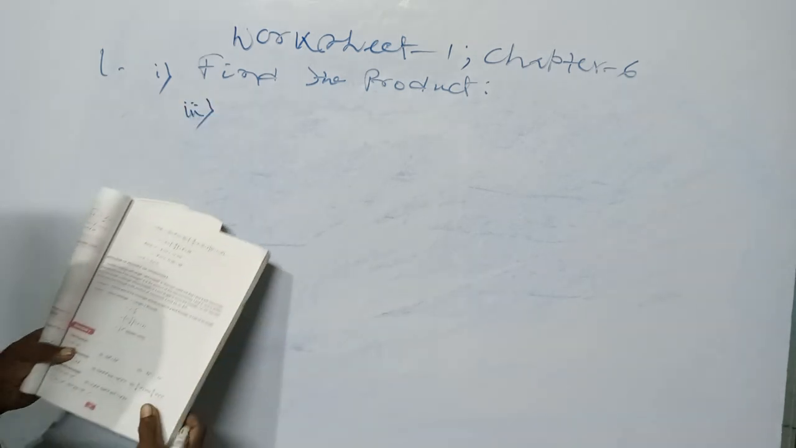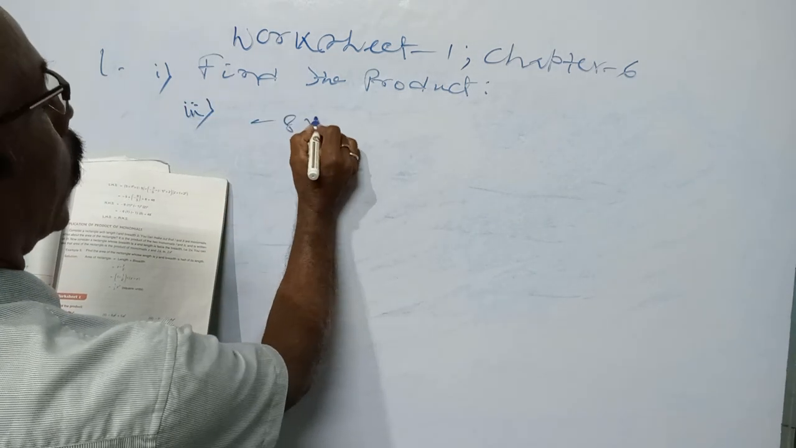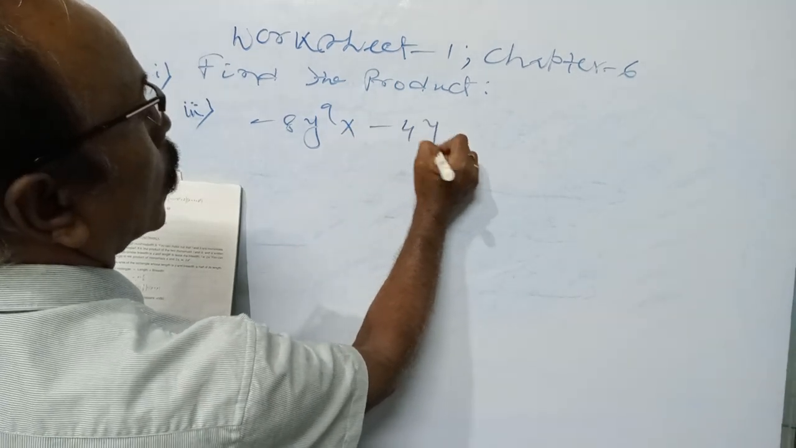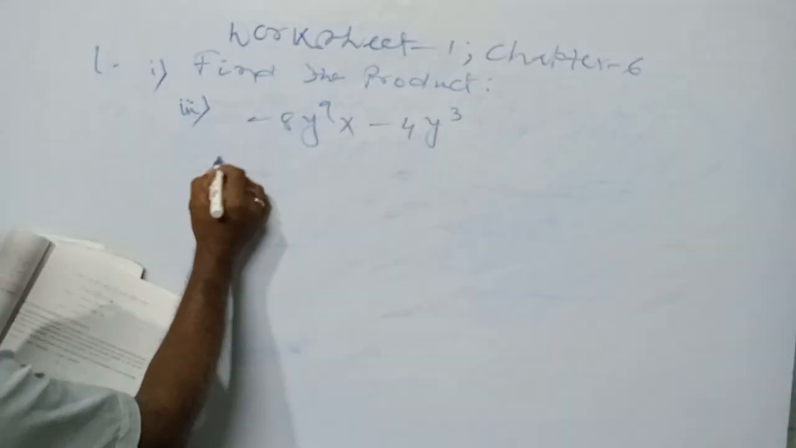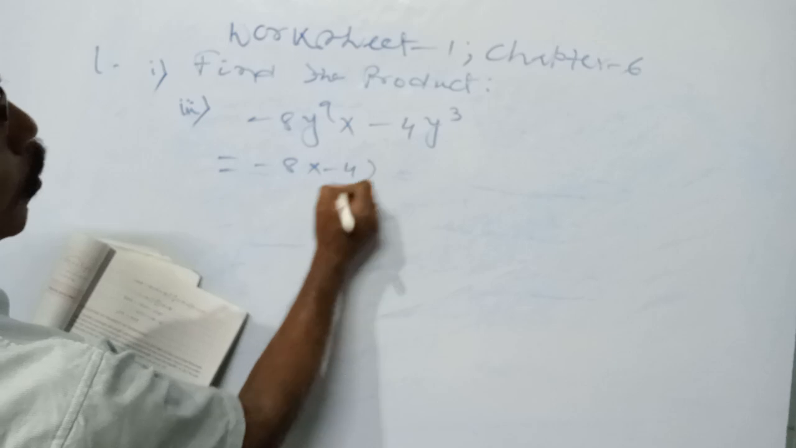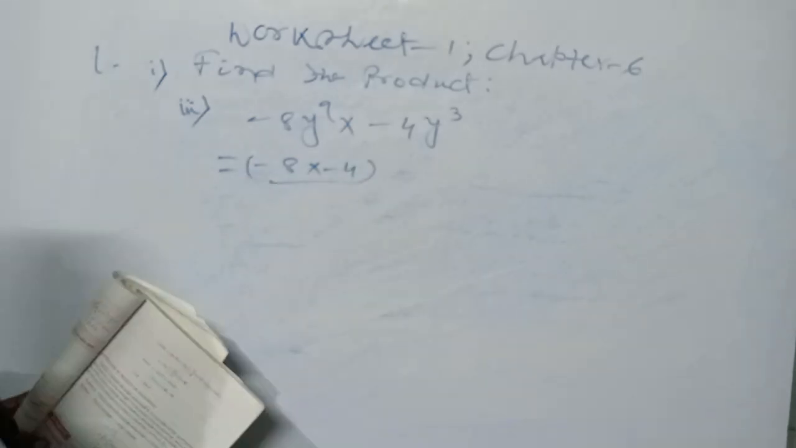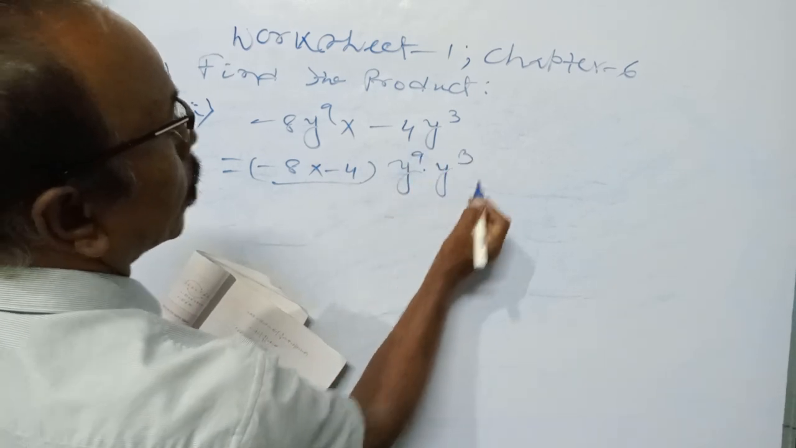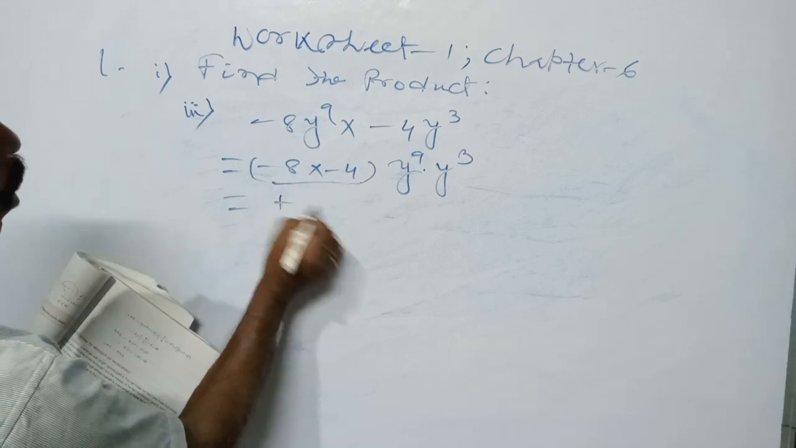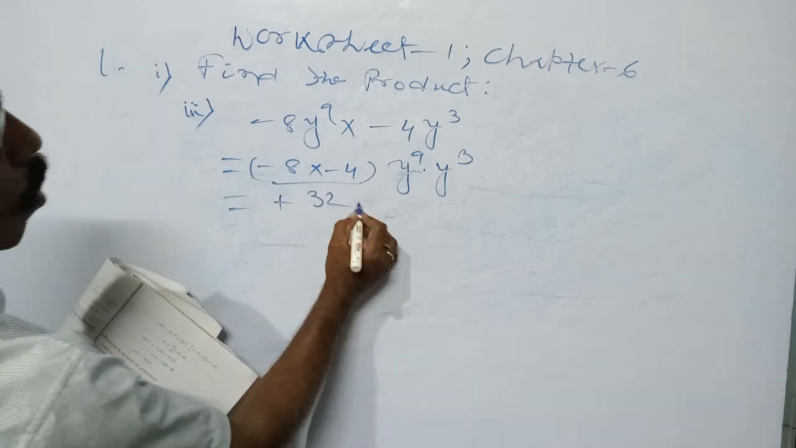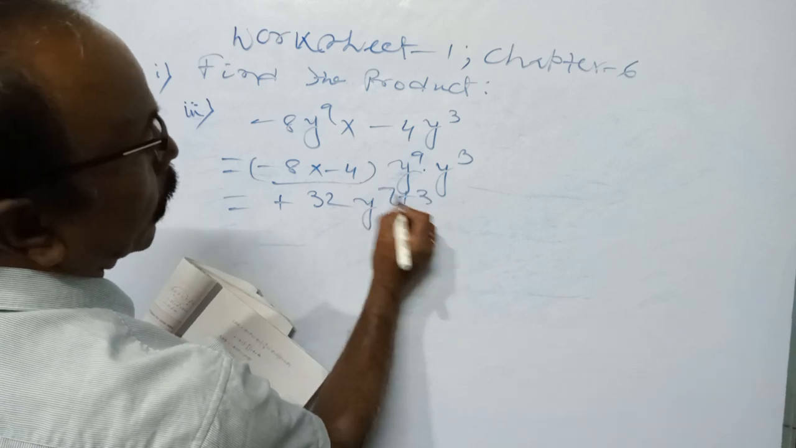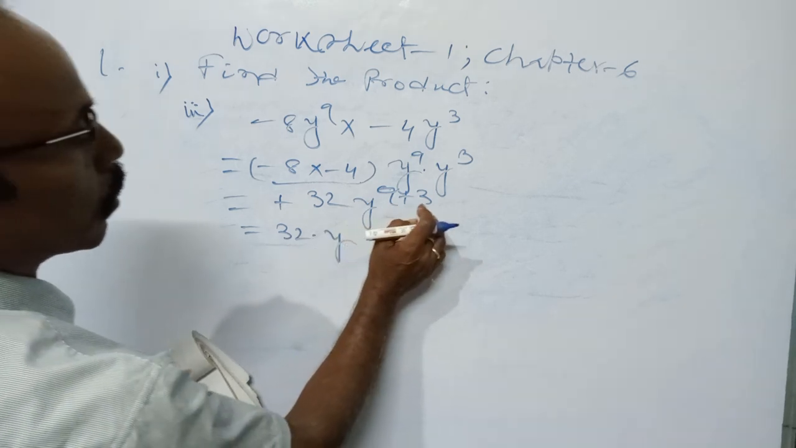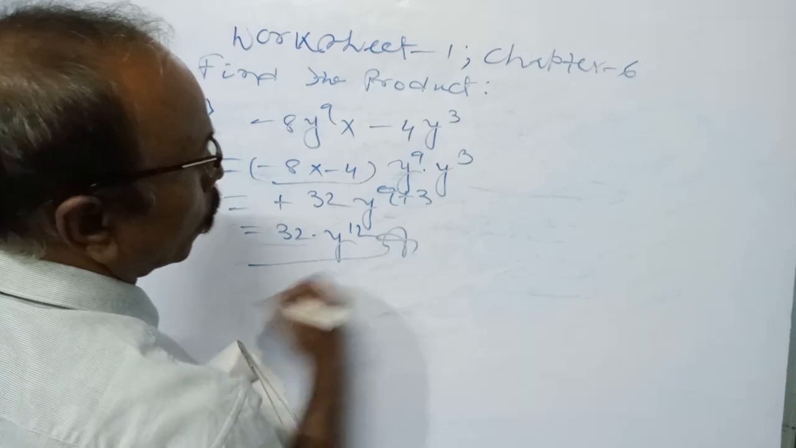Question 3: minus 8y to the power 9 into minus 4y to the power 3. You see, my dear student, minus 8 and minus 4 are natural numbers. Similarly, as before, y to the power 9 into y to the power 3. Minus into minus will be plus. 8 times 4 is 32, y to the power 9 plus 3, so it is equal to 32 y to the power 12. This will be the required answer.